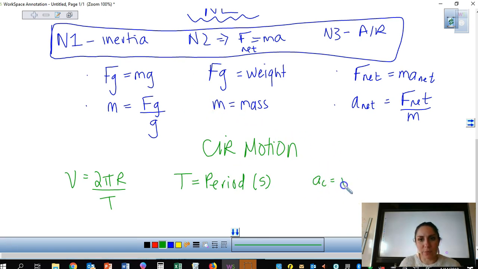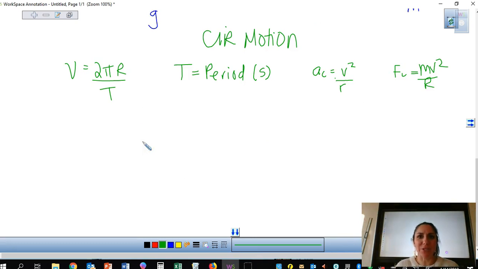We did centripetal acceleration is v squared over r. I don't know why my mouse is all weird right now. And then we did force centripetal is equal to mv squared over r. Like that. So that was the other thing that we did. Okay, I'm back. Sorry, there was a quick glitch with my pen, and I fixed it, I think, so hopefully we can keep going.